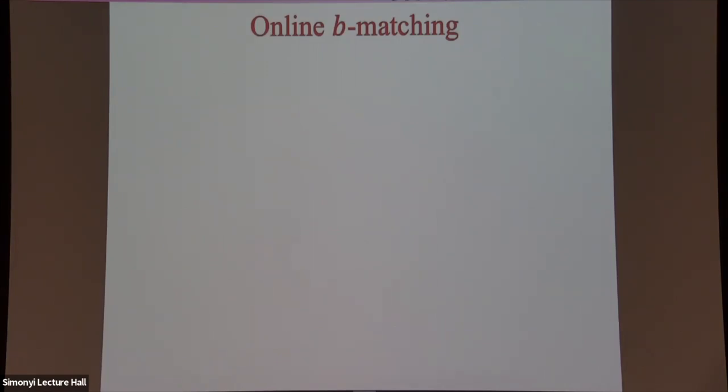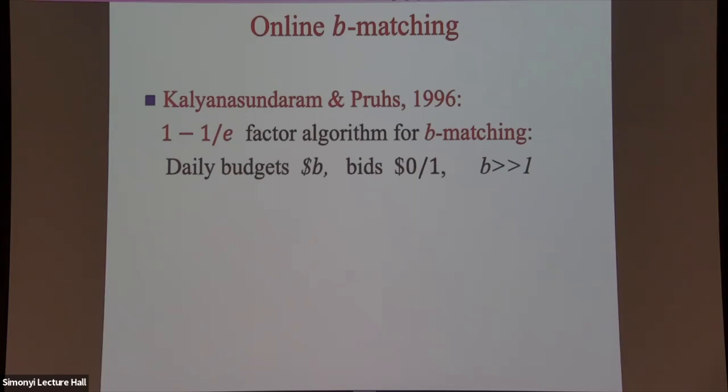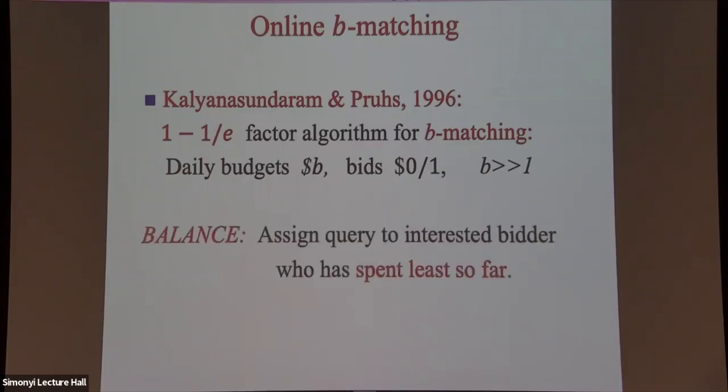So then we found out about this online B-matching. I won't go into it. Very nice work of Kalyanasundaram and Pruhs. Again, a one minus one over e factor. It works for 0-1 bids only, and works when the budgets are very, very large, much larger than one. But that's the right case that we want to be in, namely budgets are much larger than bids.